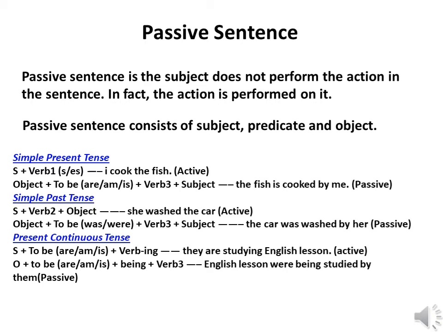And the present continuous tense. To make an active sentence, the pattern is subject plus to be, are, am, is, plus verb ing. For example, they are studying English lesson is an active sentence. And to make a passive sentence, the pattern is object plus to be, are, am, is, plus being plus verb 3. For example, English lesson is being studied by them is the example for a passive sentence.